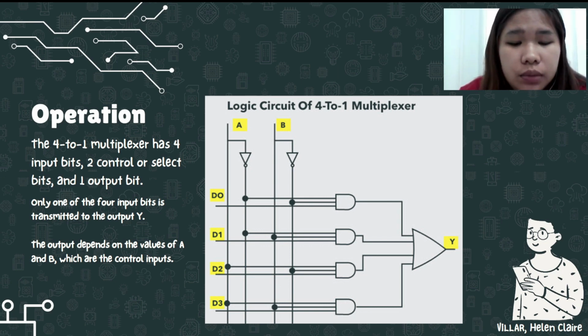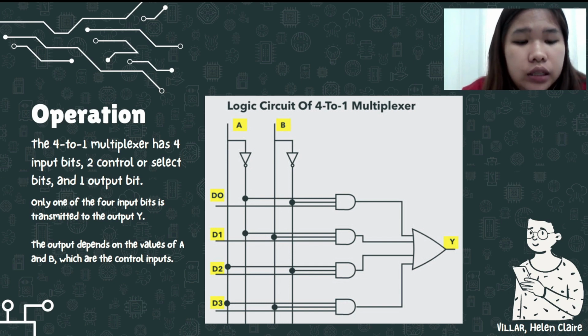Only one of these is transmitted to the output Y. The output depends on the values of A and B, which are the control inputs. The control input determines which of the input data bits is transmitted to the output. When AB equals 0, 0, the upper AND gate is enabled, while all the other AND gates are disabled. Therefore, data bit D0 is transmitted to the output, giving Y equals D0.